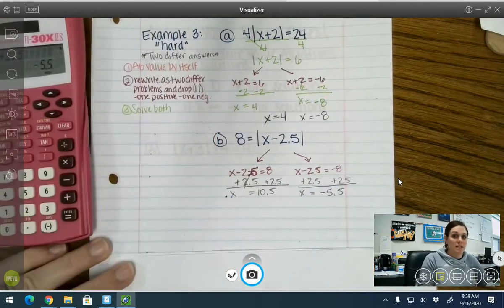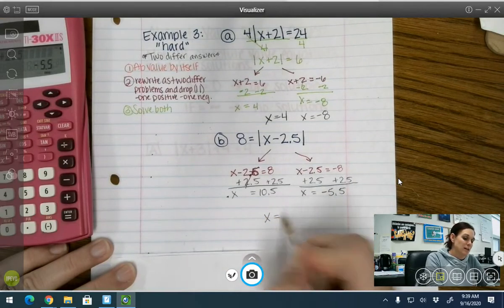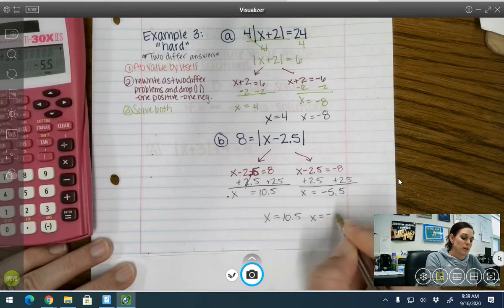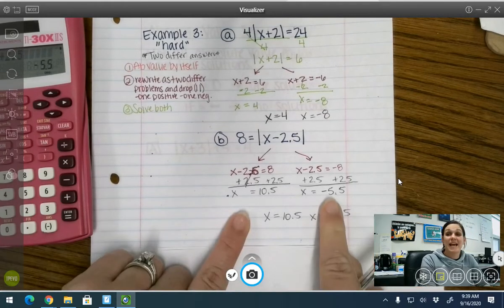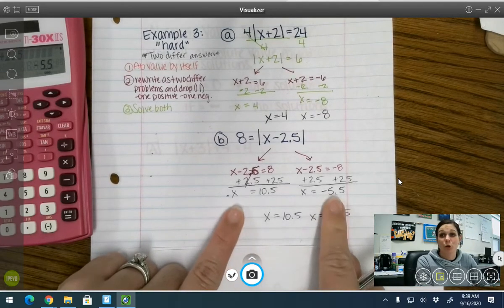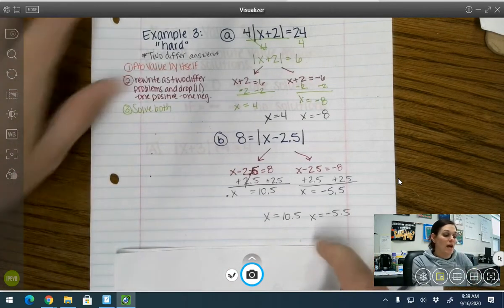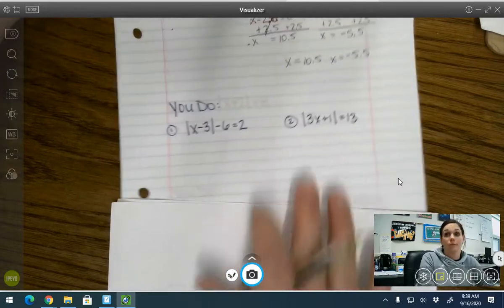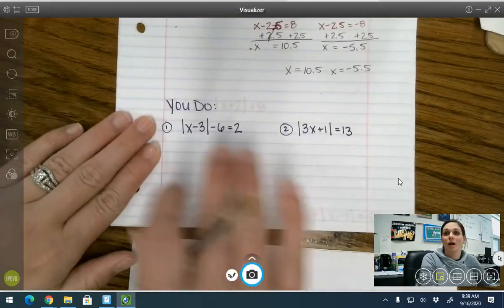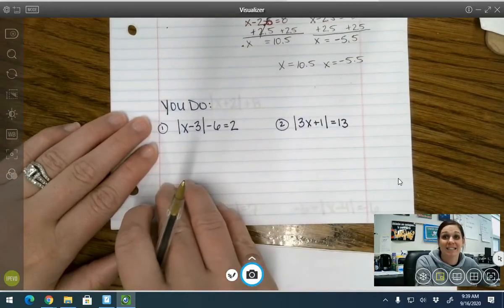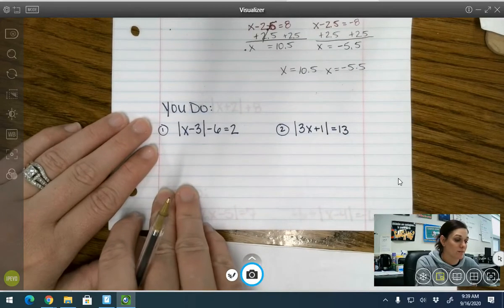So when I go ahead to declare my answer, I'm going to say x equals 10.5, x equals negative 5.5. I am going to ask that you rewrite. I don't want to read in your work. I want you to declare me an answer. All right, so I'm going to go ahead and have you do you-dos. You're going to pause, and then you're going to go ahead and give me your thoughts when you're ready.